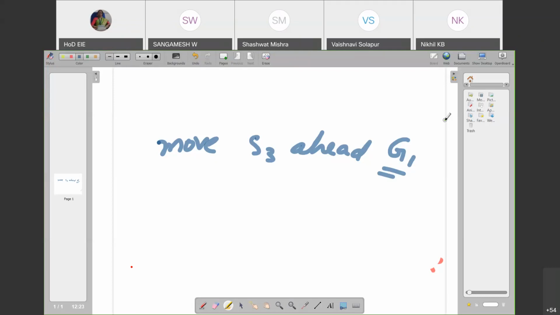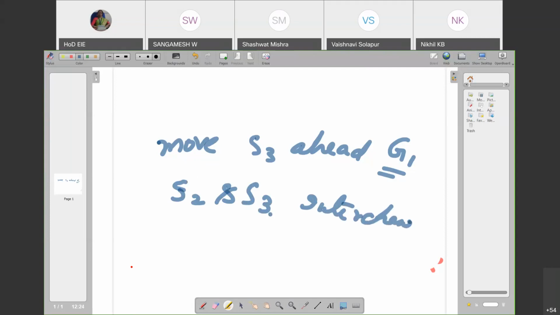Interchanging S2, S3. Sorry? Interchanging of summing elements, ma'am. S2 and S3. Yes. Wonderful. Who is this? Vaishnavi, ma'am. Vaishnavi, very good. So, the one step is you have to move S3 ahead of G1. After that, you have to interchange elements S2 and S3. Okay, interchange.